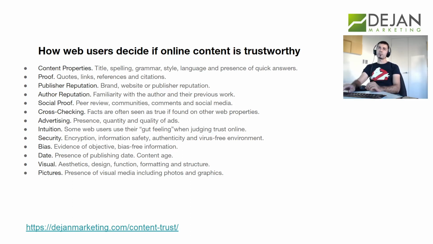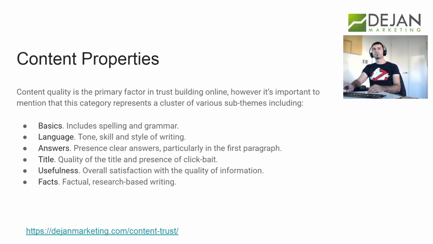And one other factor that decided on how people consume content and whether they're going to continue reading it was whether they believe the content is actually trustworthy. So I compiled a little list for you to go over and understand what it is that people believe the content trust factors. And we've got content properties that go into the basics: spelling and grammar, language, providing clear answers, title of the page, usefulness, and factual trusted writing. So those are the types of things that add to the content trust.